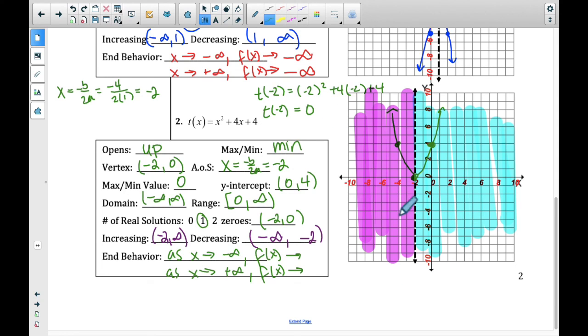Okay, on parabolas, the answer to the end behavior is always the same number as the other one. So on the left-hand side, it's going to positive infinity. On the right-hand side, it's also going to positive infinity.